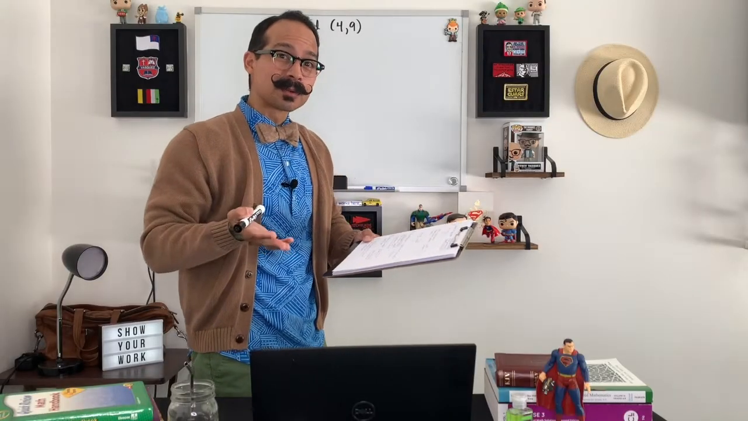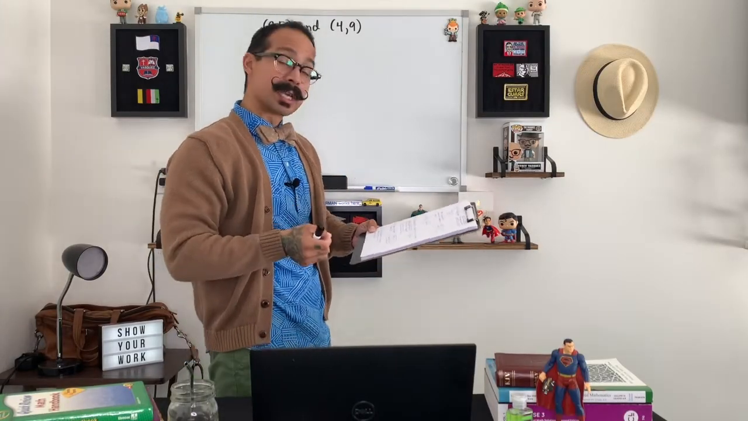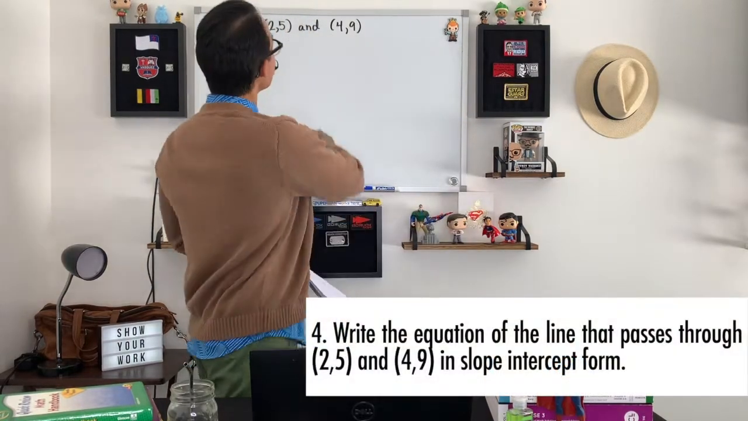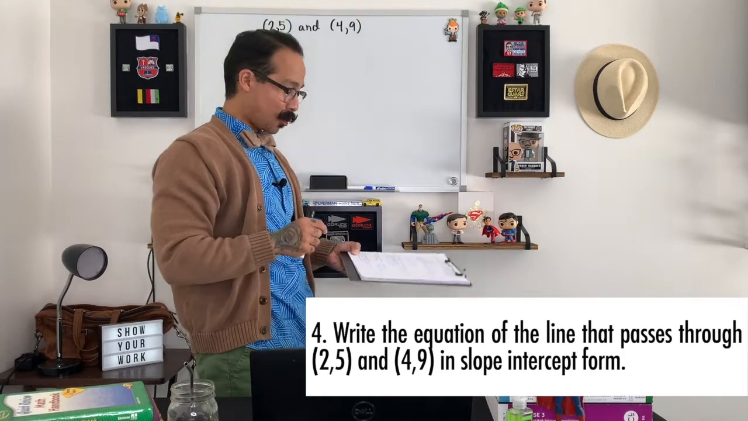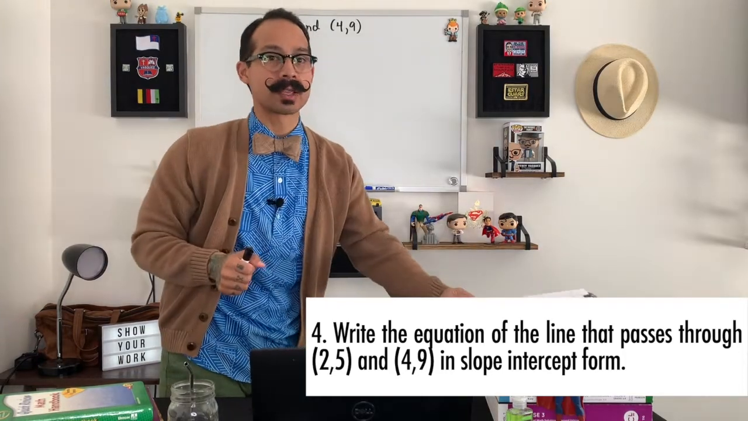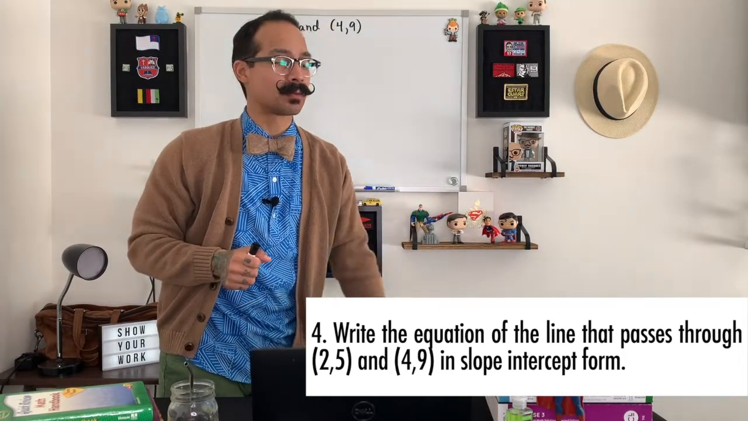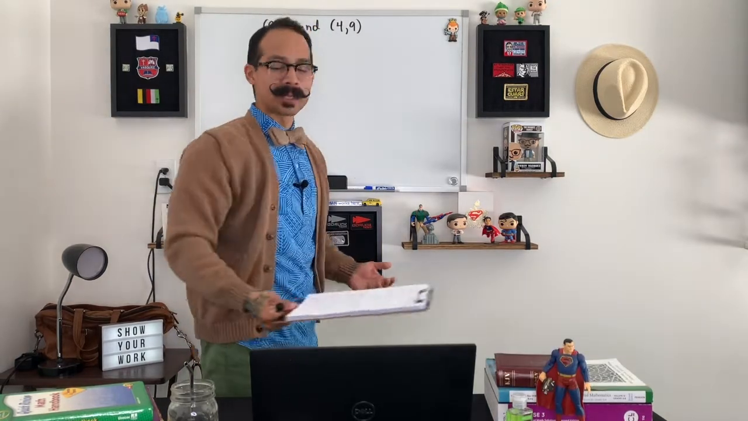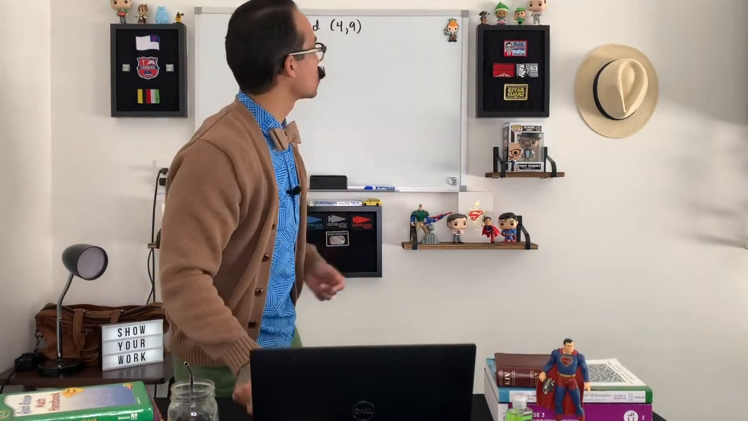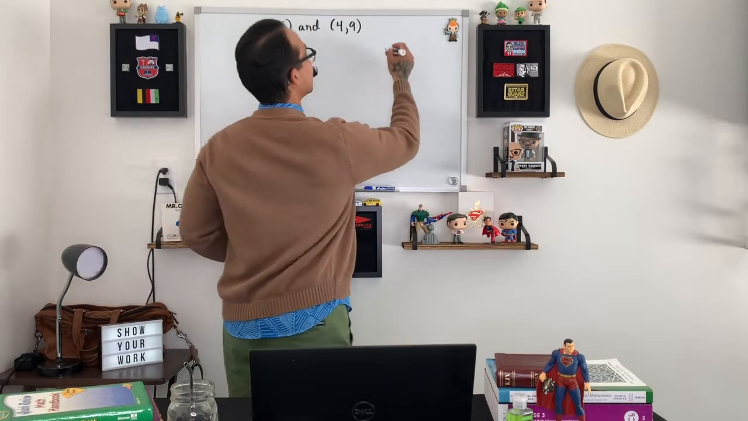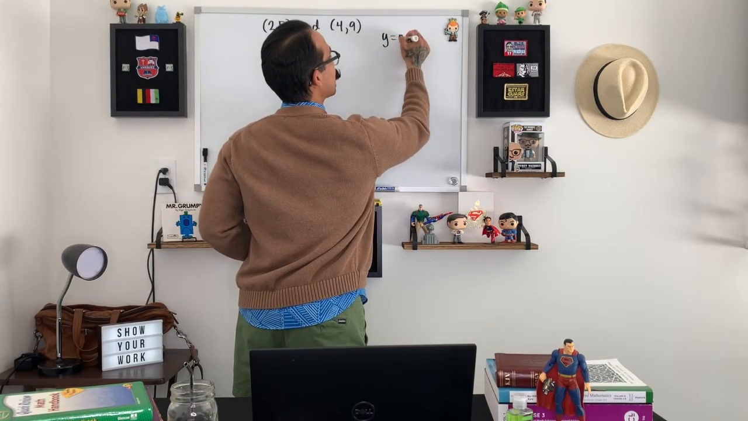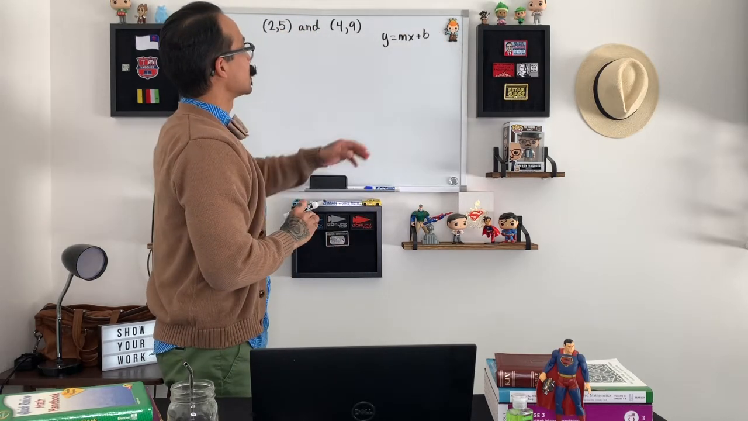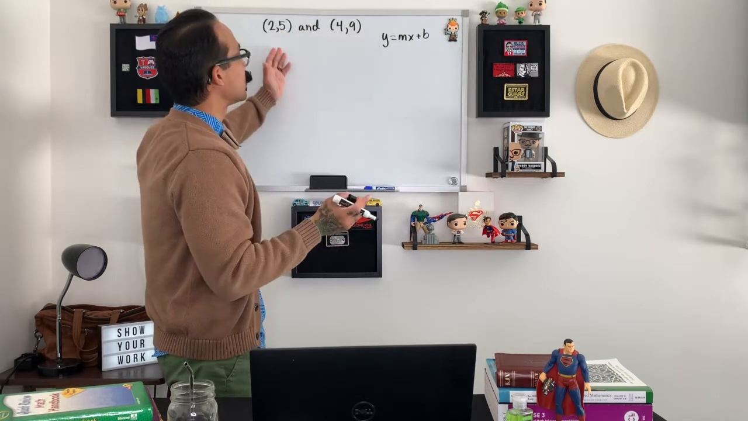For example number 4, we're asked to write the equation of the line that passes through, here are my 2 points, (2, 5) and (4, 9). And we're asked to write this in slope-intercept form. What's that slope-intercept form? Again, that's right, it's y is equal to mx plus b. So what do we do with these 2 points?